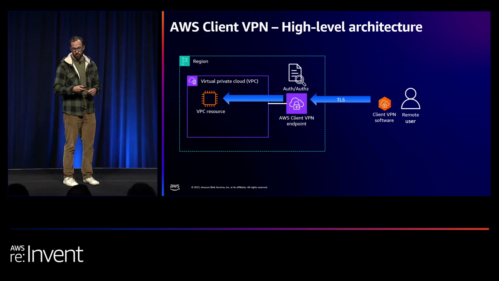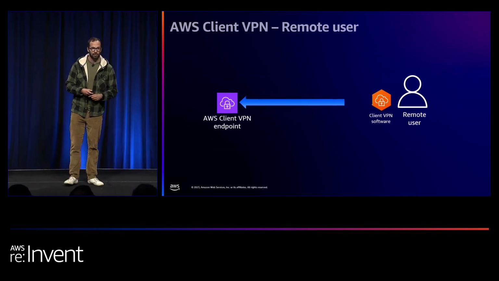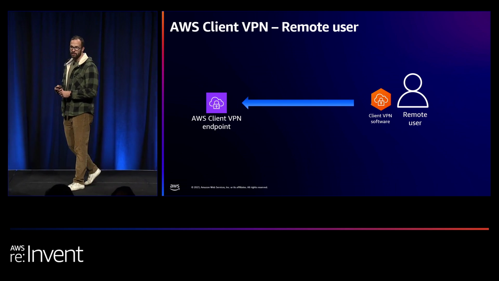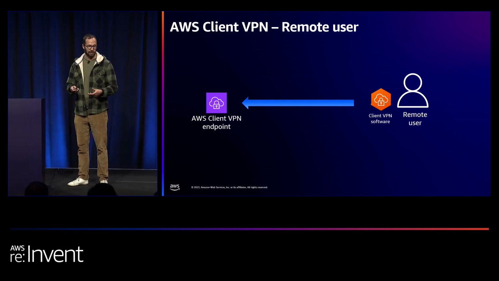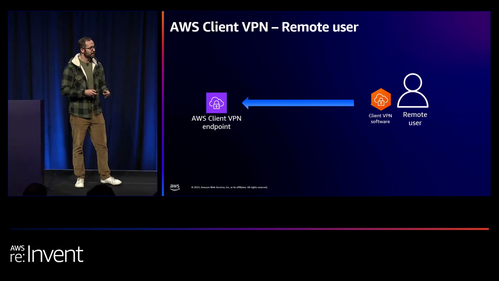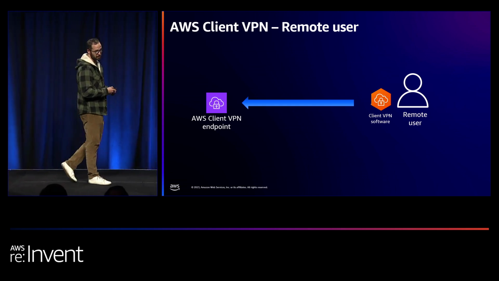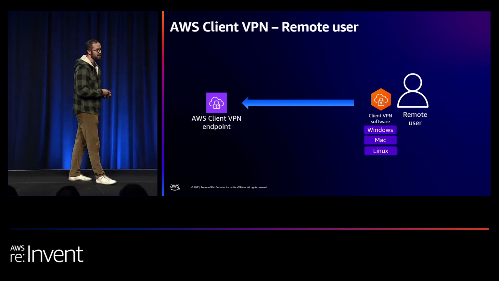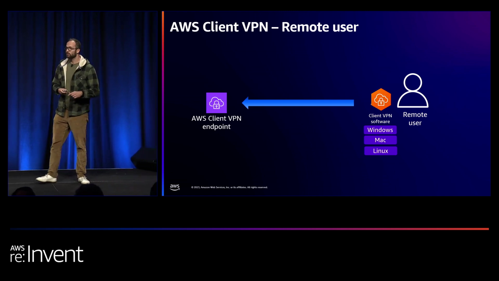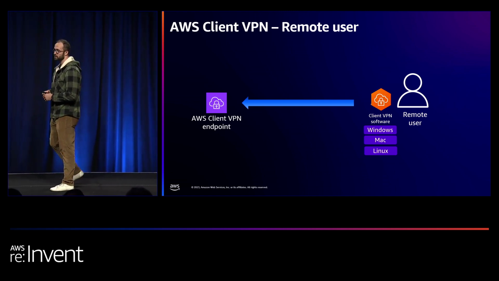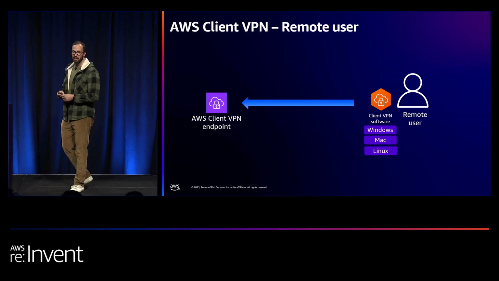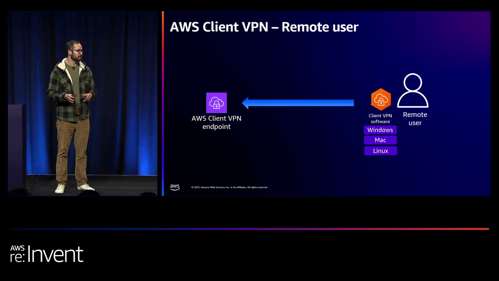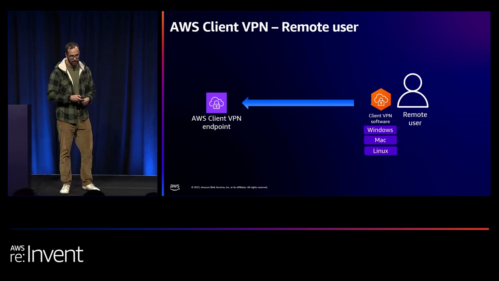Okay, so let's zoom into some of these components. Let's start with the remote user. I already mentioned the remote user has to run Client VPN software, and AWS provides you with that software that you can install on Windows, Mac, and Linux machines. You can also use open source OpenVPN software to establish a VPN, but it will have limited functionality. So check out the documentation for what the differences are.